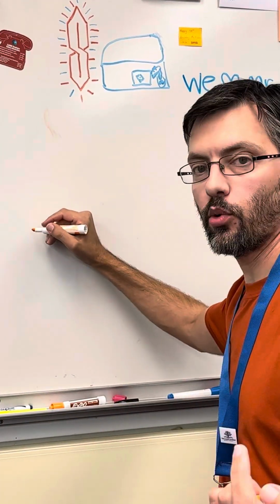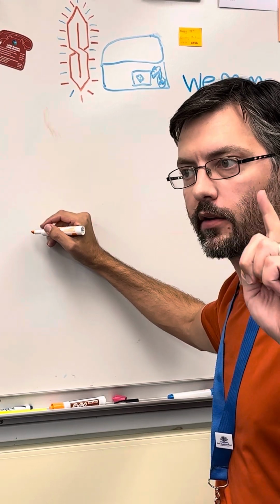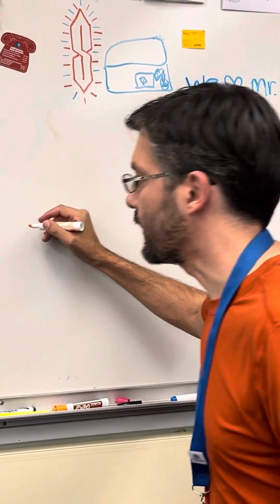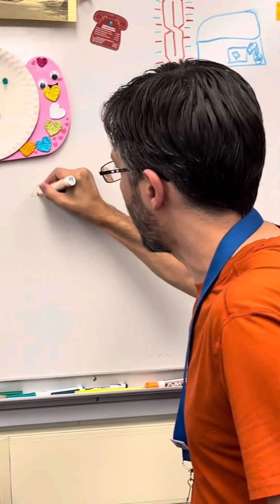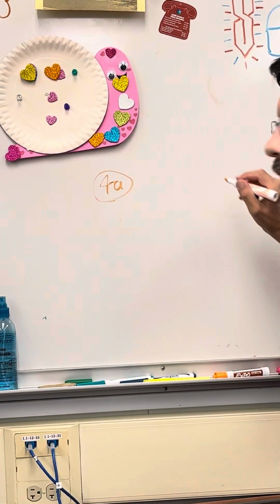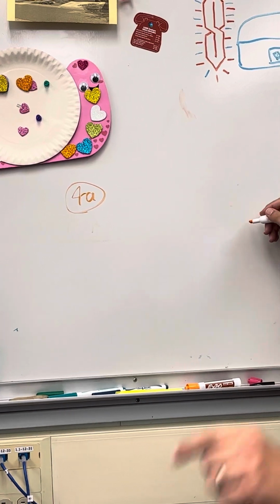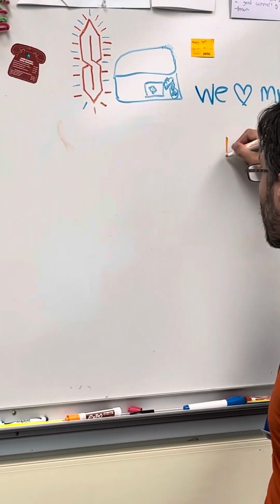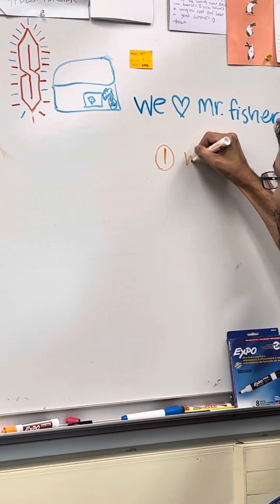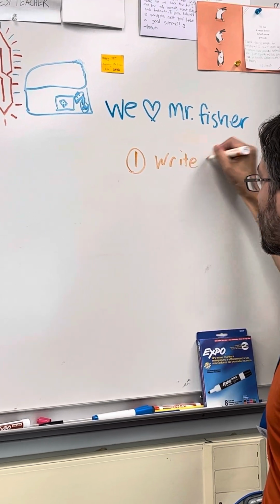So I'm actually going to show you how to do question 4a and 5a. So let's start with 4a. The first thing you need to do is write down what is given. So I'm going to write some rules here. Write down what's given.